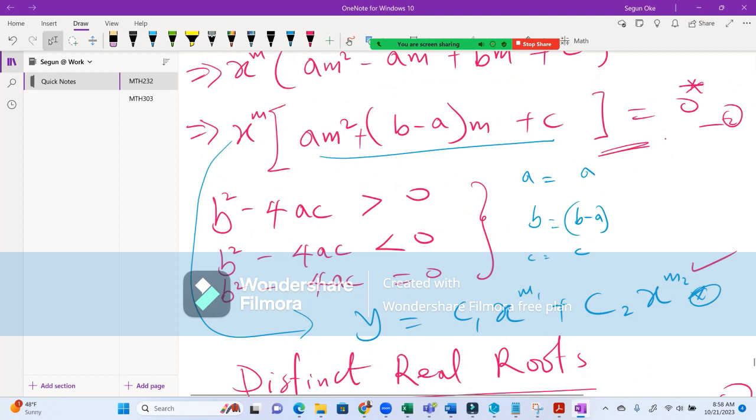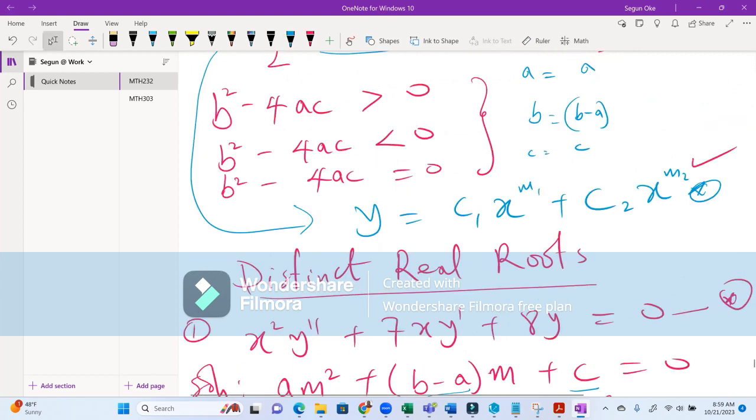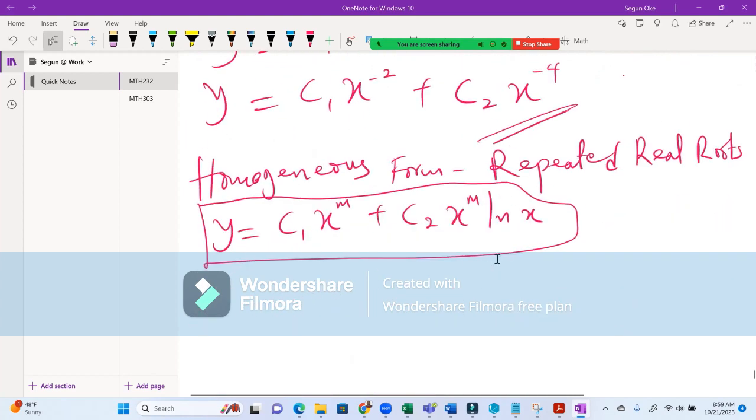Now, if you go back to this, what this is telling us is that anytime I combine B squared minus 4AC and my answer is greater than 0, what does it mean? You have distinct real roots. When do I have repeated real roots? When everything equals 0. So now we want to consider the case when we have repeated real roots.